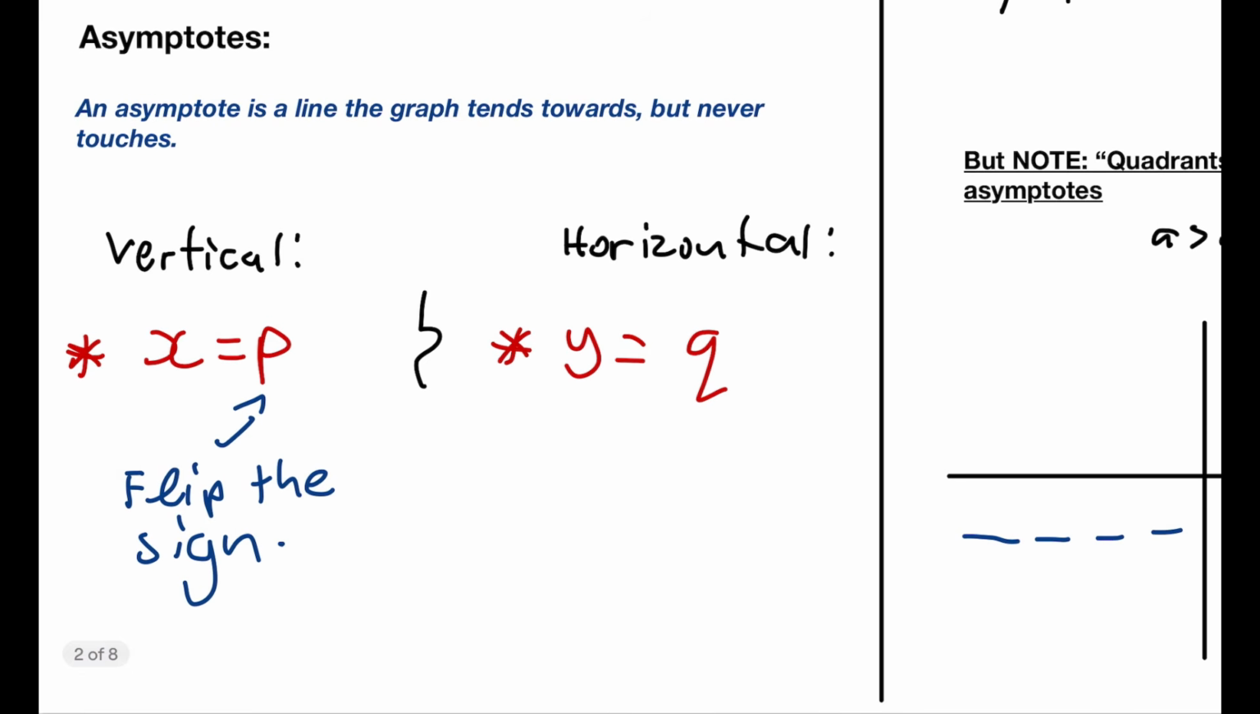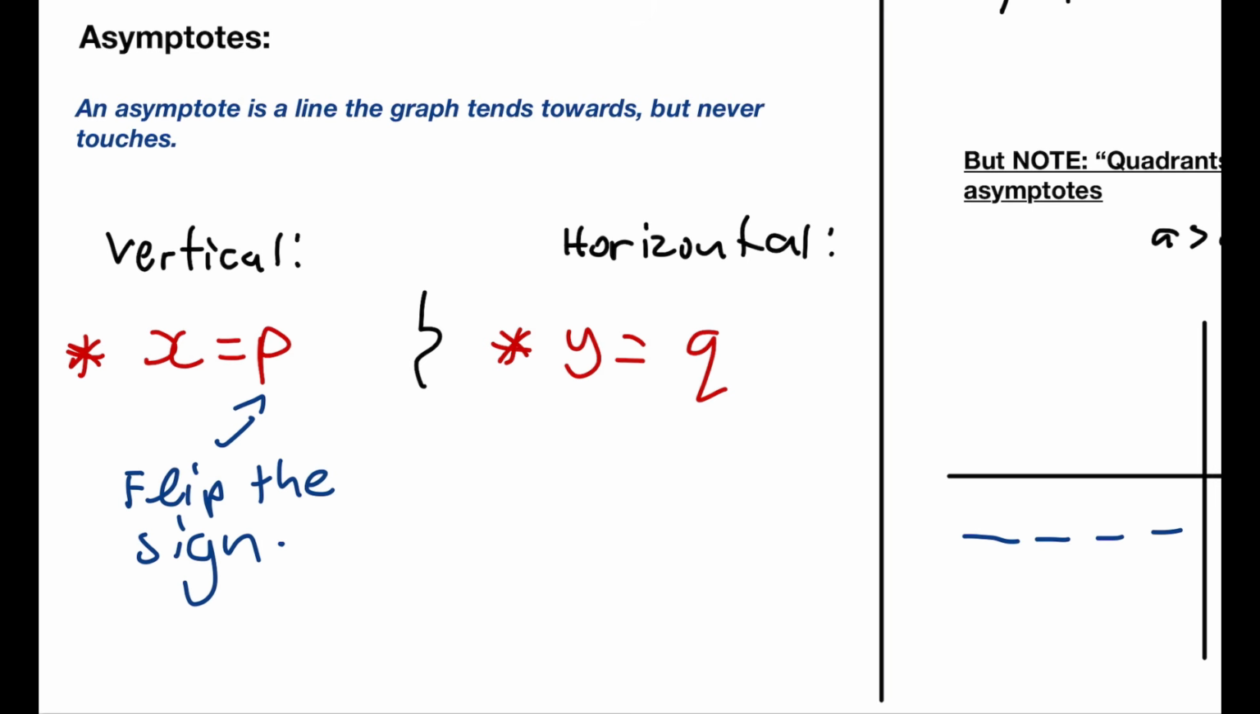Now, weirdly, the vertical asymptote is x is equal to p, and the horizontal one is y is equal to q. That's because a line called x is equal to p is just a vertical line that has the same x value, p. Y is equal to q is a horizontal line that has the same y value, q. And I'll show you that in a second.